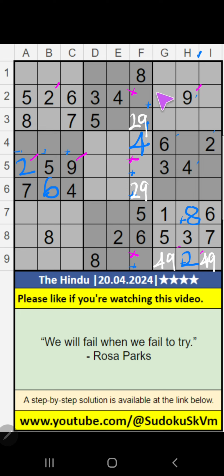Then column F, 3 numbers are remaining, 1, 7, 3. It will come in one of these cells. 2nd grid and 5th row, we have 3. So 3 can't come in these cells. Then 3 is confirmed here. Then column F, 2 numbers are remaining, 1 and 7, it will come in one of these cells. We will confirm later.